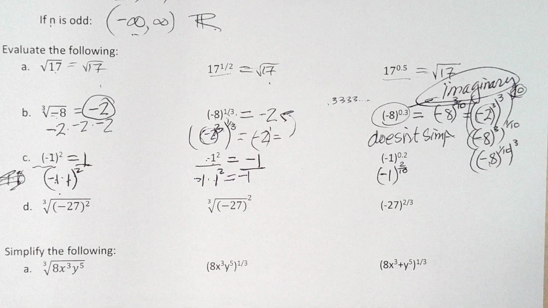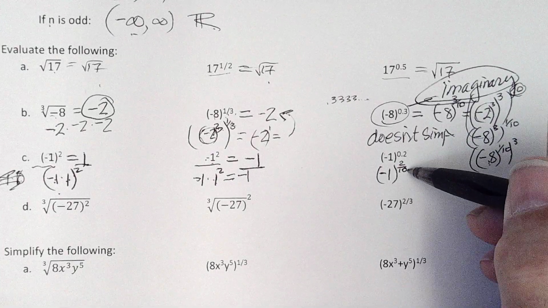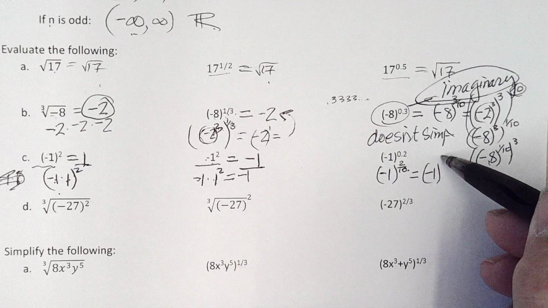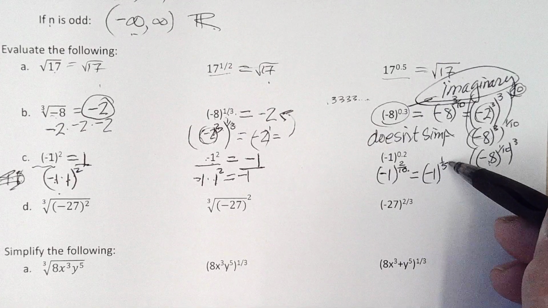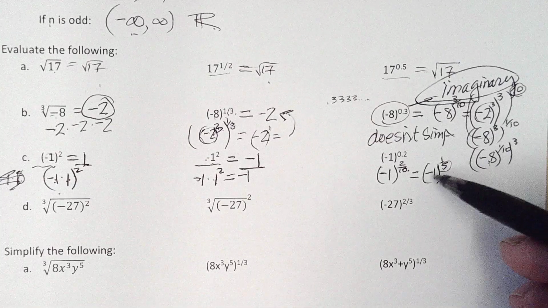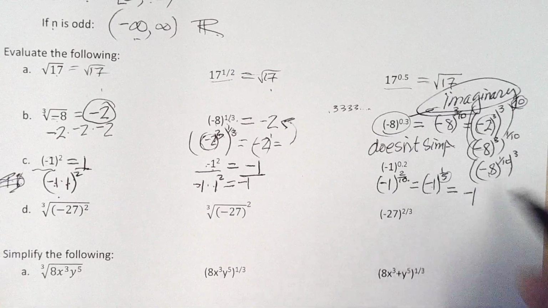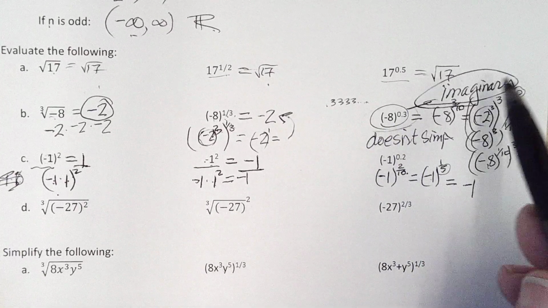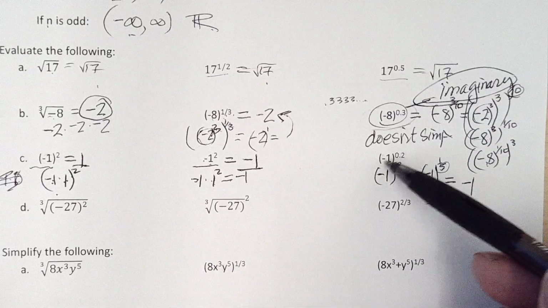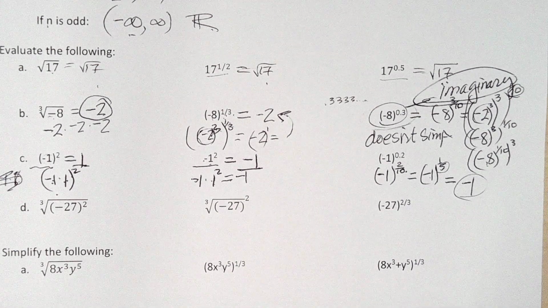And at first glance, it looks like it's an even root, 10. But this fraction simplifies to 1/5. So it's an odd root, and this can be done. The 5th root of negative 1 is negative 1. You can type this one in the calculator. It'll say imaginary, non-real, or something. If you type this one in the calculator, it'll give you negative 1, if it's a smart calculator.